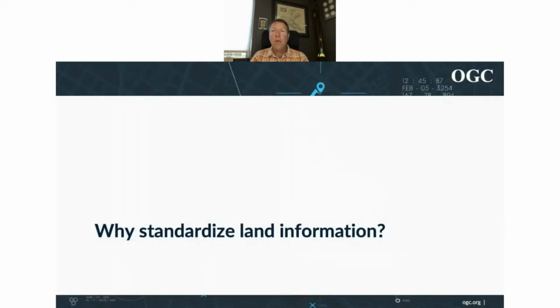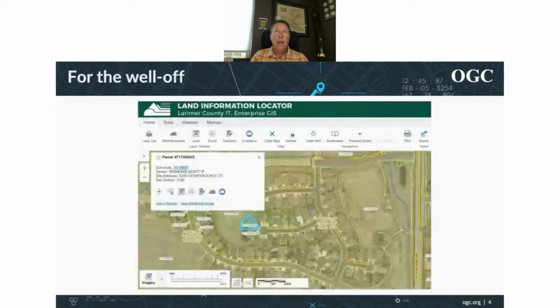So let's start with a big question. Why should we standardize land information? If you're me, and I'm doing perfectly fine, I live in a very developed country, I have a nice salary, I live in a nice neighborhood, I can find my parcel data on a digital resource. This is the Land Information Locator here in Larimer County, Colorado. I have my exact parcel where my house is. There's confidence in the information around that parcel. There's a paper backup to it.